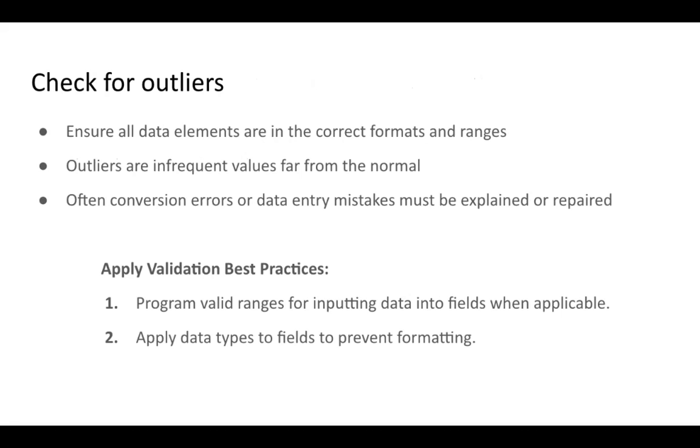First, checking for outliers. Ensure all data elements are in the correct formats and correct ranges. Outliers are infrequent values, far from the normal. Often they are conversion errors or data entry mistakes, and those must be explained or repaired. Remember our validation best practices. While you can avoid outliers from the start, this may not always be the case, so going back and reviewing the data for outliers may be necessary.